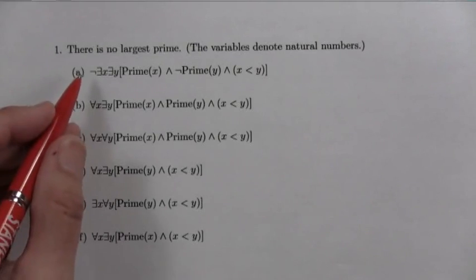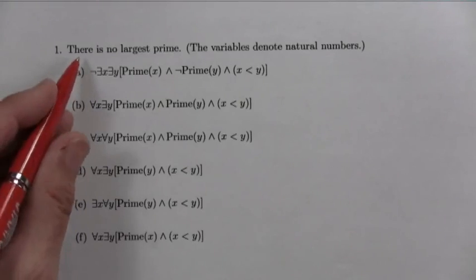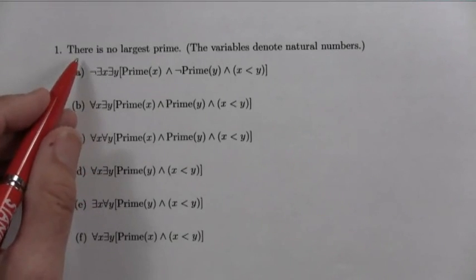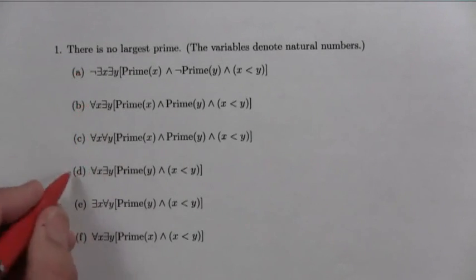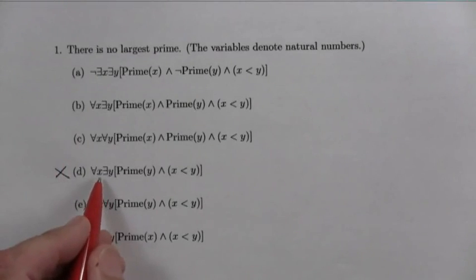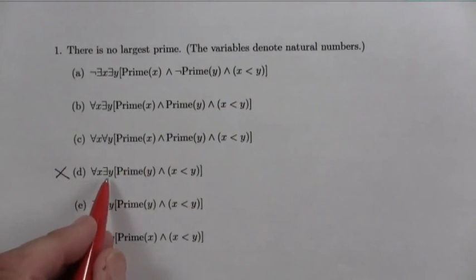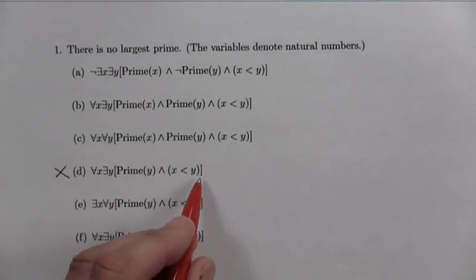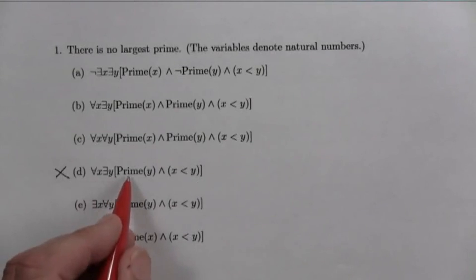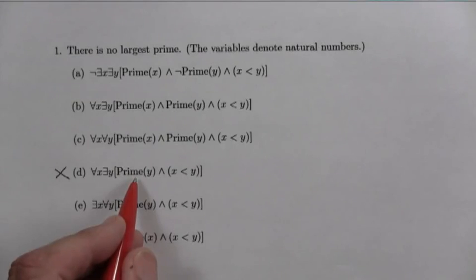Well, the first question on problem set 3 asked us to choose which one of these statements says that there is no largest prime, and if you look through them you should come up with this one. That simply says for all x, and the variables denote natural numbers, for all x there is a y which is prime and bigger than x.